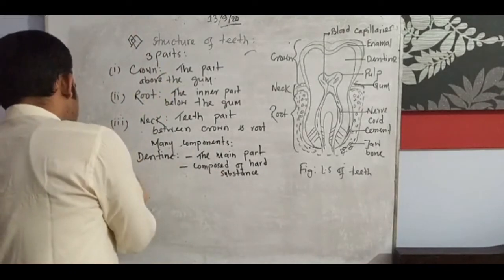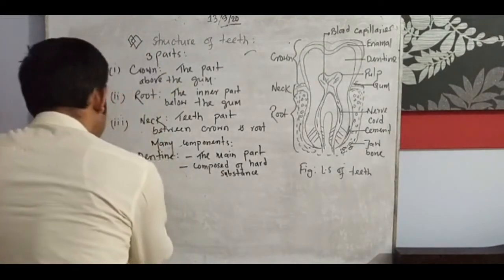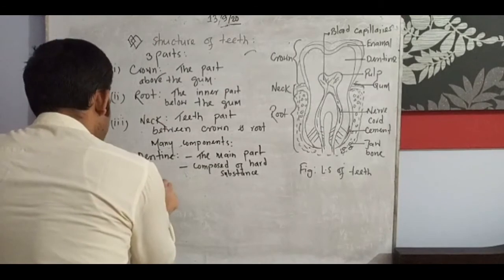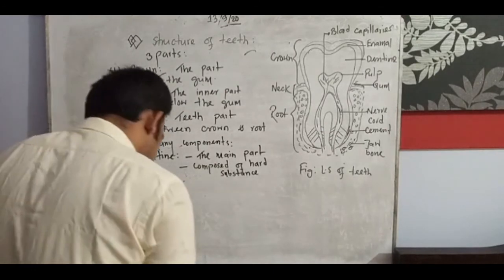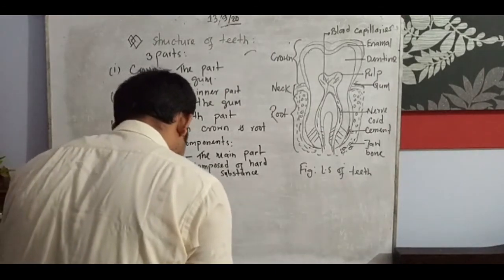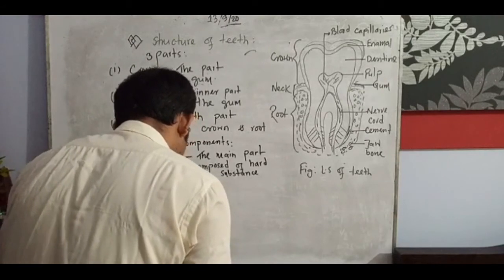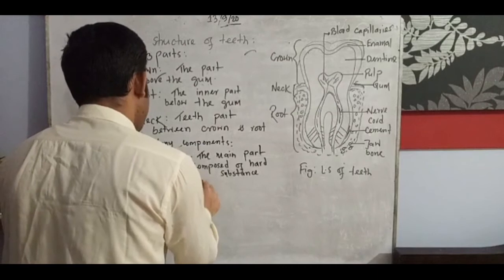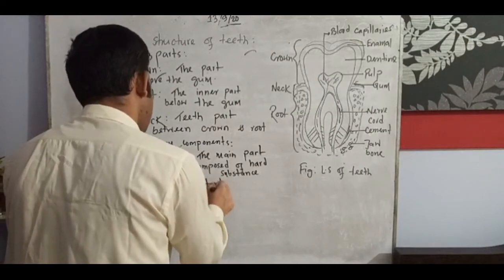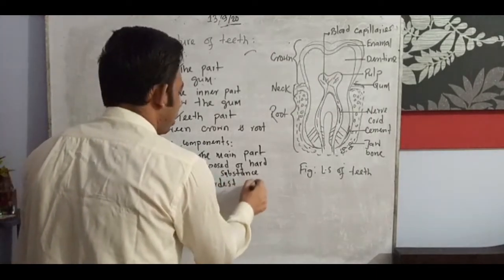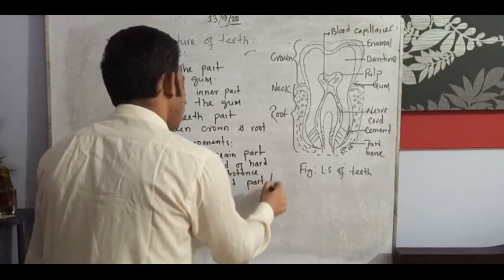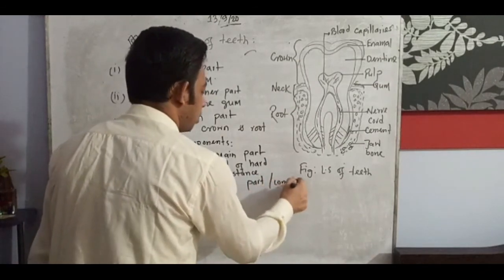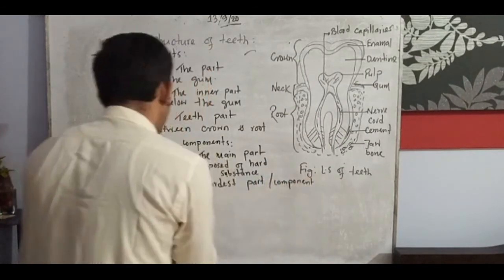And number two is enamel. Enamel is known as the hardest component of the tooth. You can write: the hardest part or component of the teeth.